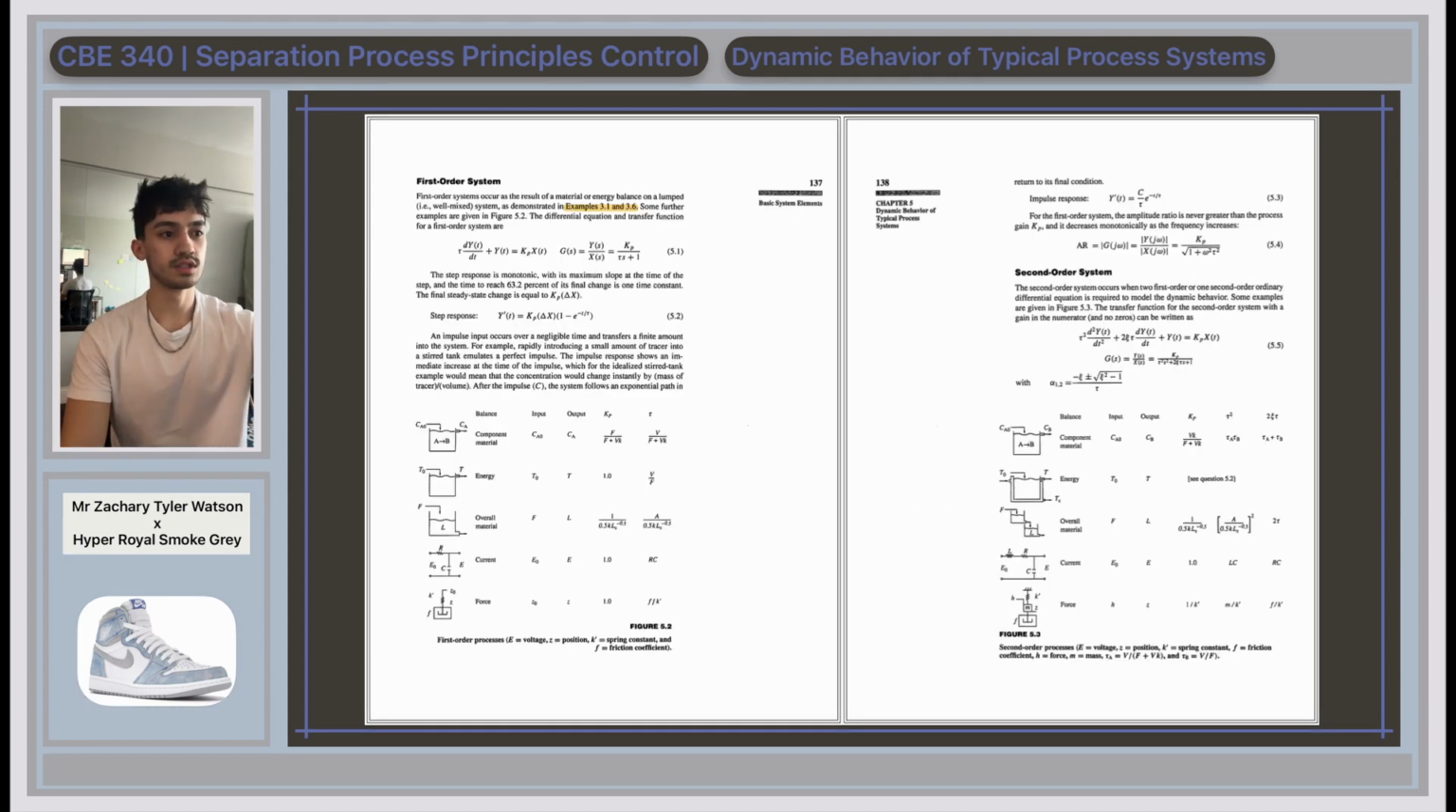So, in the introduction, we said that we'll be talking about first order and second order and dead time systems. Here we're presenting the first order system. The first order system occurs as a result of a material balance or energy balance on a lumped system. It's demonstrated in examples 3.1 and 3.6, and some further examples are given in Figure 5.2. The differential equation and transfer function for a first order system are given as Equation 5.1.